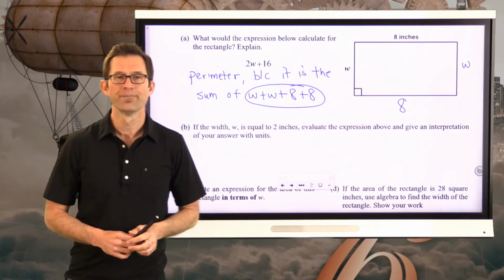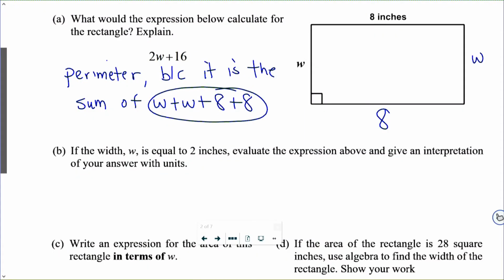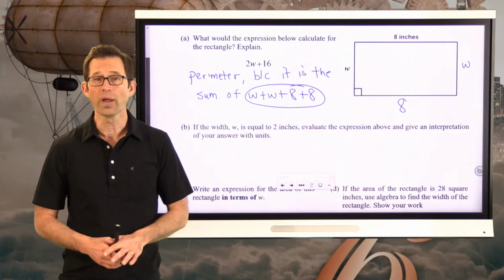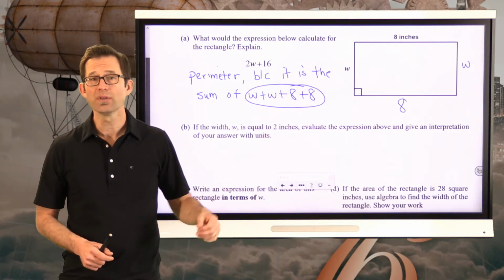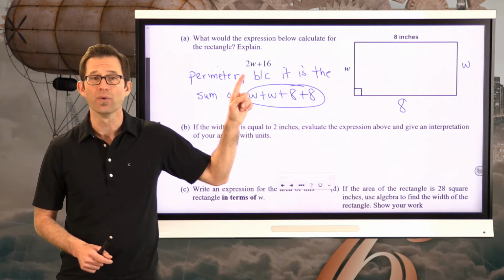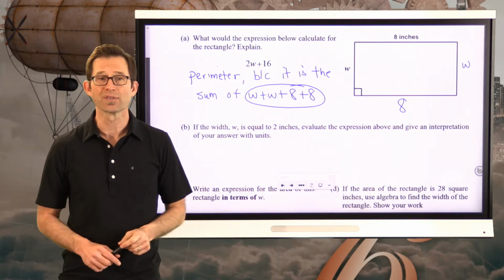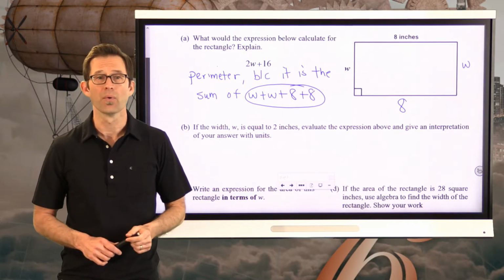Now, letter B. If the width w is equal to 2 inches, evaluate the expression above and give an interpretation of your answer with units. All right, great. So if w was 2 inches, what would that expression be equal to? And then what does that number tell us? Pause the video now and figure out both.